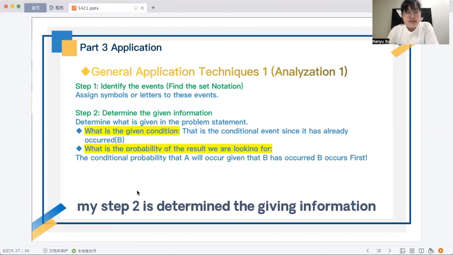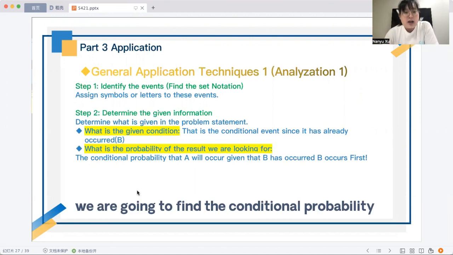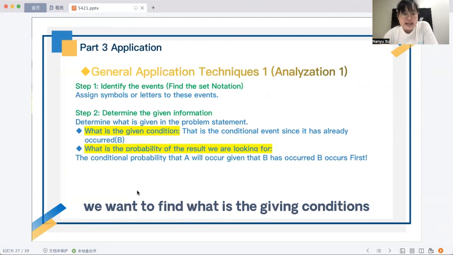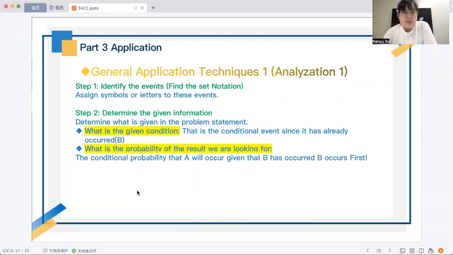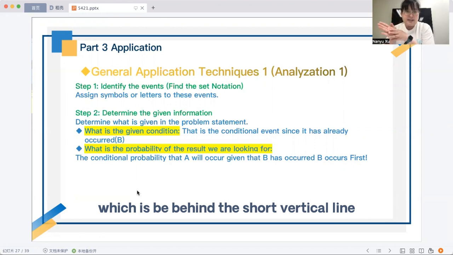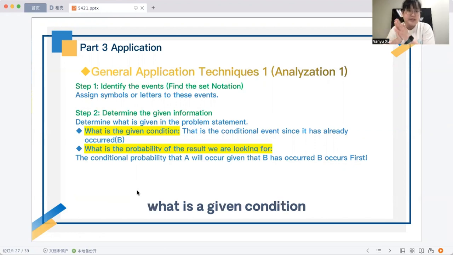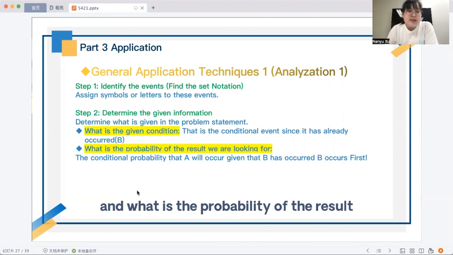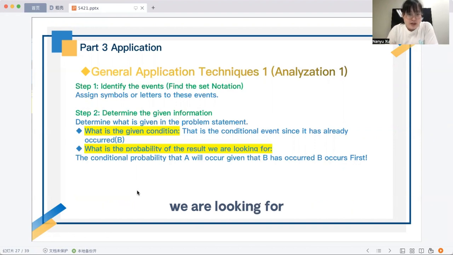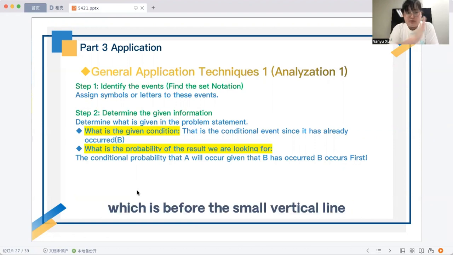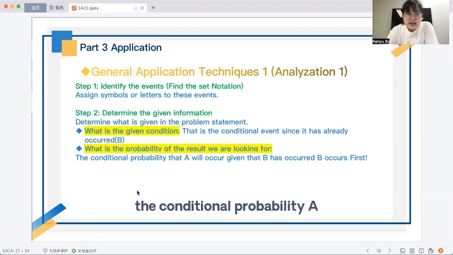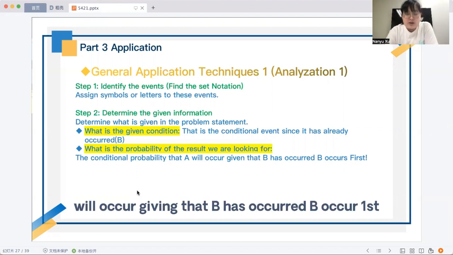Step 2 is determine the given information. For the conditional probability, we want to find what the given condition is, which is behind the short vertical line, and what the probability of the result we are looking for is, which is before the small vertical line. The conditional probability A will occur given that B has occurred. B occurs first.